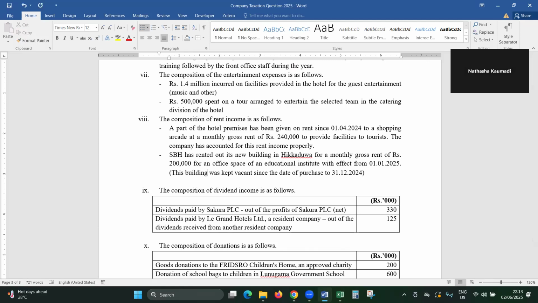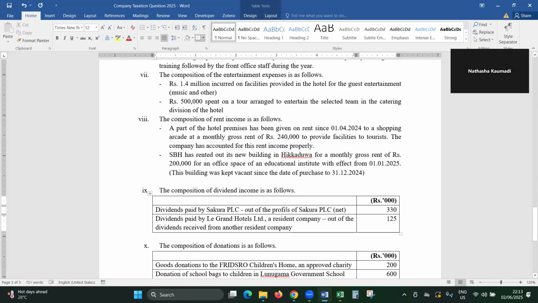This building was kept vacant since the date of the purchase to 31st December 2024. That means until they rent out their newly purchased building, that building was kept vacant. That means it has not been used for hotel businesses. It was just vacant, right? Those points will be important for us.